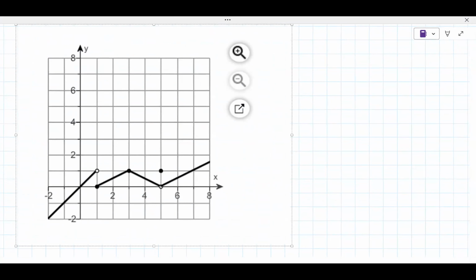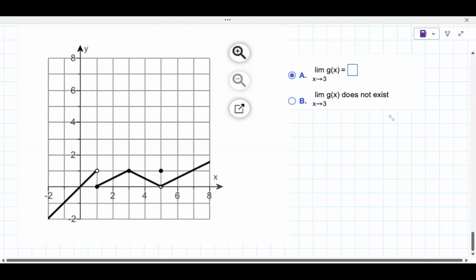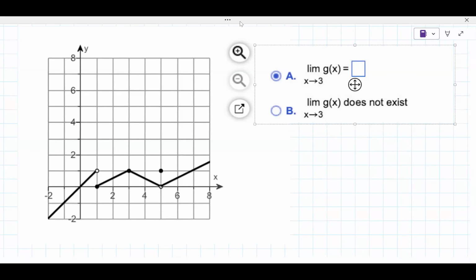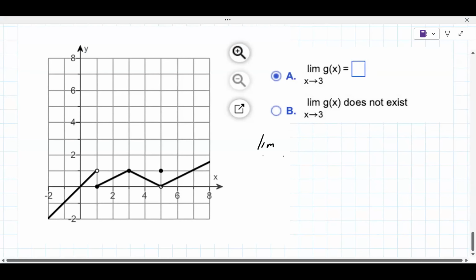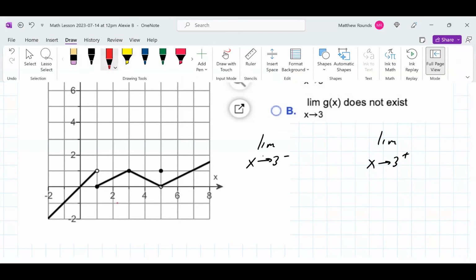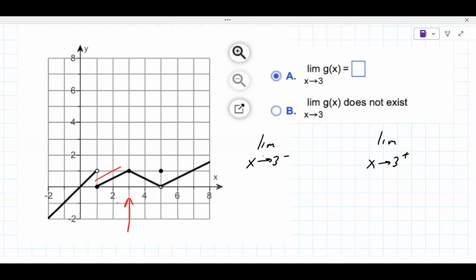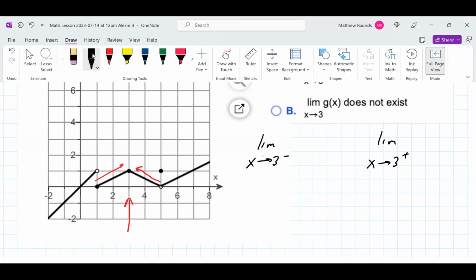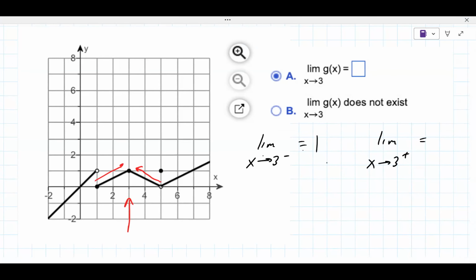All right, so part B. For this one, when it says x approaches 3, it's really the limit as x approaches 3 from the left and the limit as x approaches 3 from the right. Again, you go to wherever 3 is. There's 3, and you go from the left and from the right. What is the y value that it approaches from the left? 1. What about from the right? 1. Because this time it does exist. It's 1.